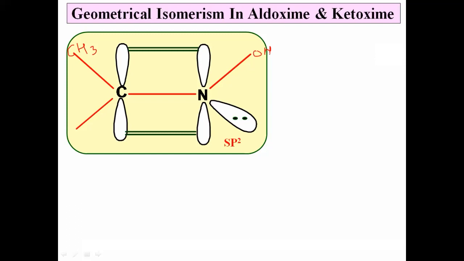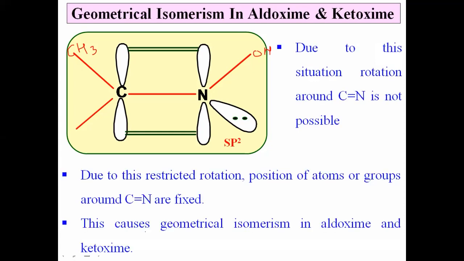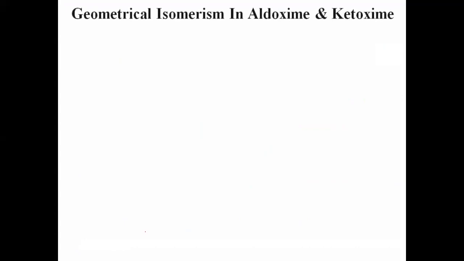हे आता आपण बघितलं, आणि त्यामुळे काय होतं, due to this situation, there is a restricted rotation about the carbon double bond nitrogen, and hence the positions of atoms or groups around the C double bond N remain fixed, and therefore geometrical isomerism is observed in oxime. This is the cause of geometrical isomerism. Okay, this is just the introduction of why geometrical isomerism is observed. Now let us see geometrical isomerism in oxime.